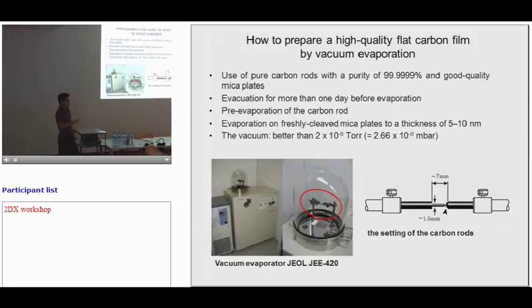Before setting the micas, we make sure that the surface is very smooth without serious cracks. Then the carbon is carefully evaporated and deposited onto the micas to a thickness of 5 to 10 nanometer. The vacuum should be kept at better than 2 by 10 to the minus 6 torr.